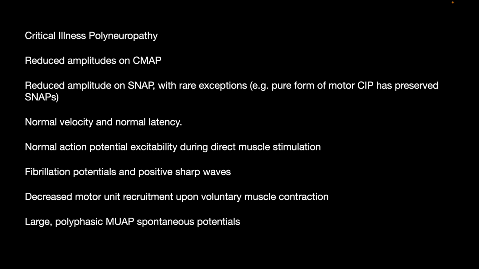Then last is the large and polyphasic MUAP spontaneous potential. These changes occur in the motor unit action potential and are typically seen in denervation. Polyphasic potential suggests that some nerve fibers are attempting to compensate for the lost connections, which are signs of chronic ongoing nerve damage. The next is critical illness myopathy. In this, what you see is first a preserved sensory response. The sensory nerves remain largely unaffected in CIM, which helps in distinguishing it from CIP.